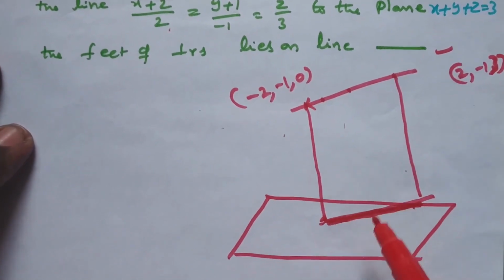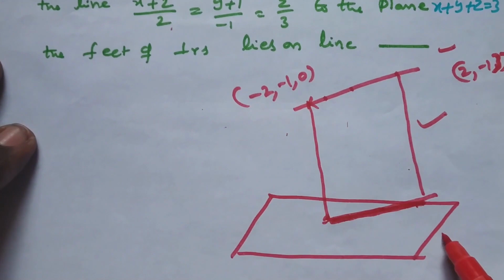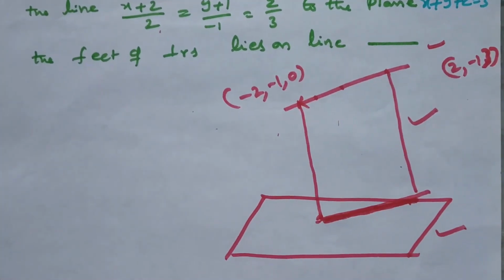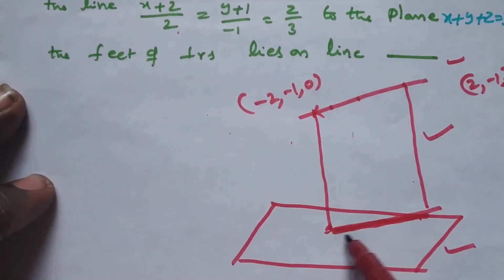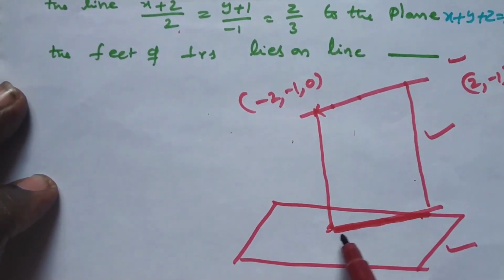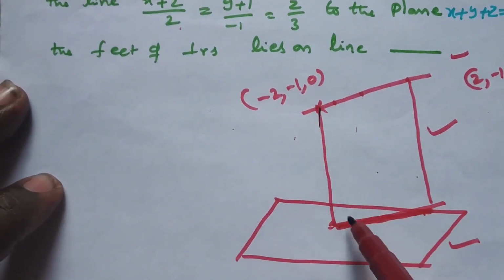This is the required locus. That means you have to find out the line of intersection of this plane and the other plane. Understand? So your target is to find the equation of this plane, and at the same time the line of intersection of the two planes. How to get this plane equation?